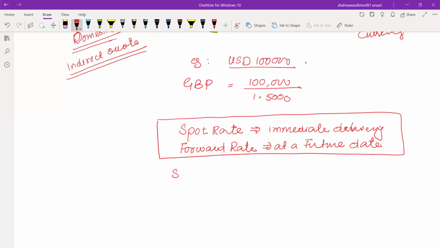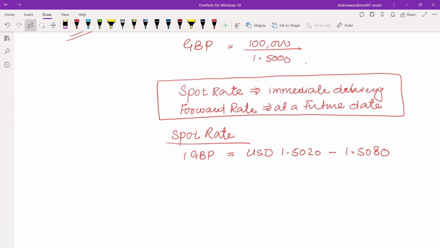Typically, whether it's a spot rate or forward rate, the rates are given as a buying rate and a selling rate. So we have to decide what is the buying rate and what is the selling rate. Suppose these two are the rates given against 1 GBP: USD 1.5020 and 1.5080. Which one is the buying rate and which one is the selling rate for the bank? We keep in mind the bank's point of view.